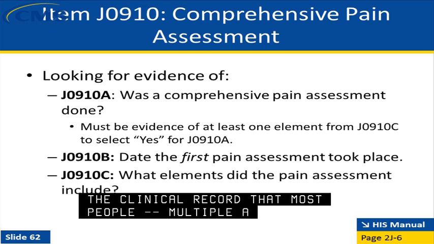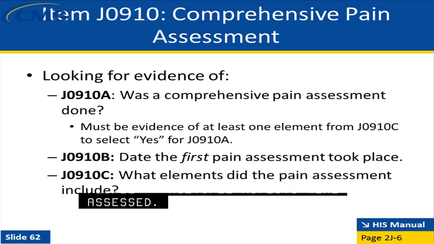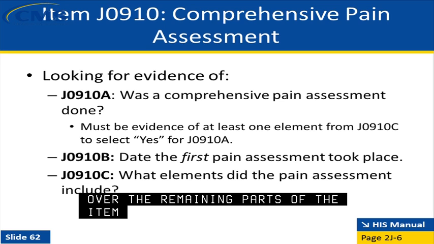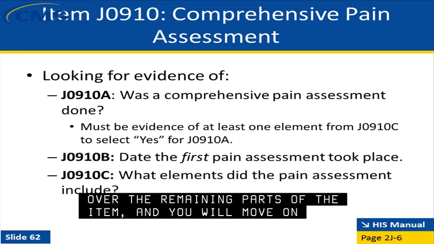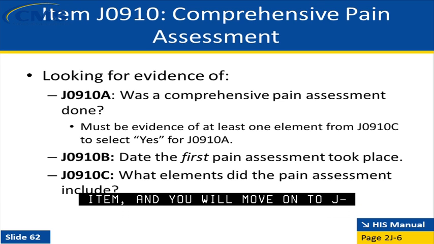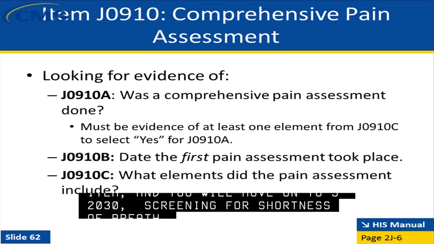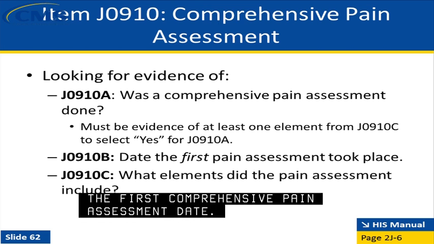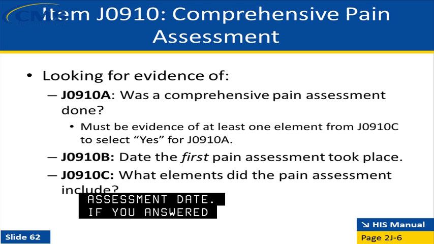If you answer no to J0910A, you'll skip over the remaining parts of this item, parts B and C, and you would move on to item J2030, the screening for shortness of breath item. J0910B is the date of the first comprehensive pain assessment. So if you answered yes to J0910A, you would record the date of the first assessment documented in the clinical record.